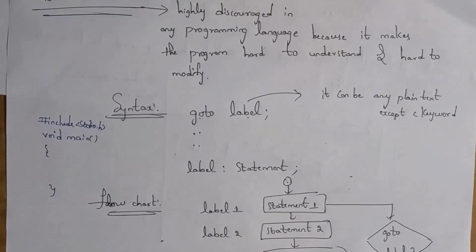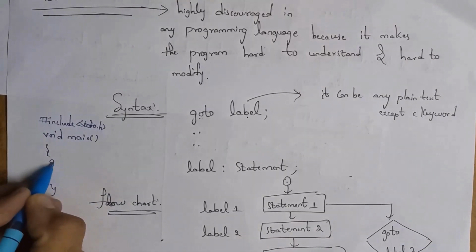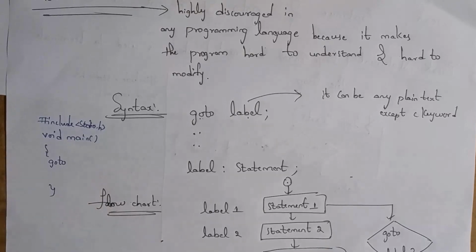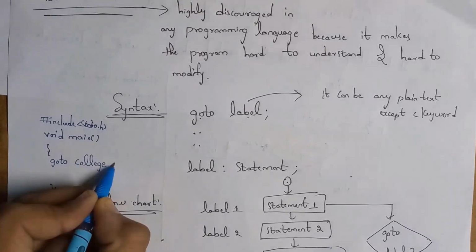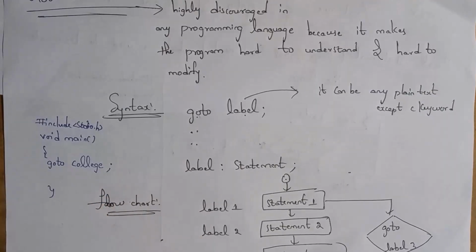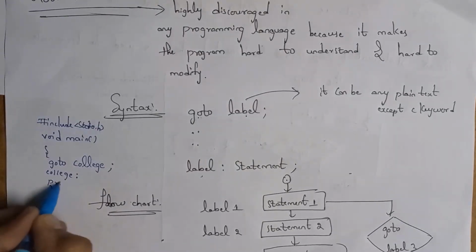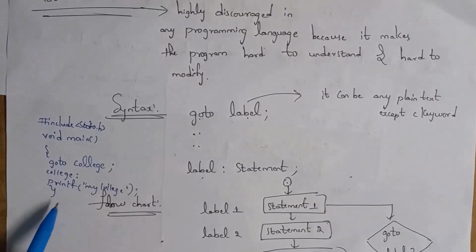This is program for goto statement. At first you need to write goto. Label is nothing but any plain text. Here I am giving any text like college. I have given label as college, and definitely you need to give semicolon here. Now you need to write label, and label contains statement. Here I have given label as college, so you need to write college colon. Statement is nothing but I am writing statement as printf my college. By writing this program I will get output as my college.